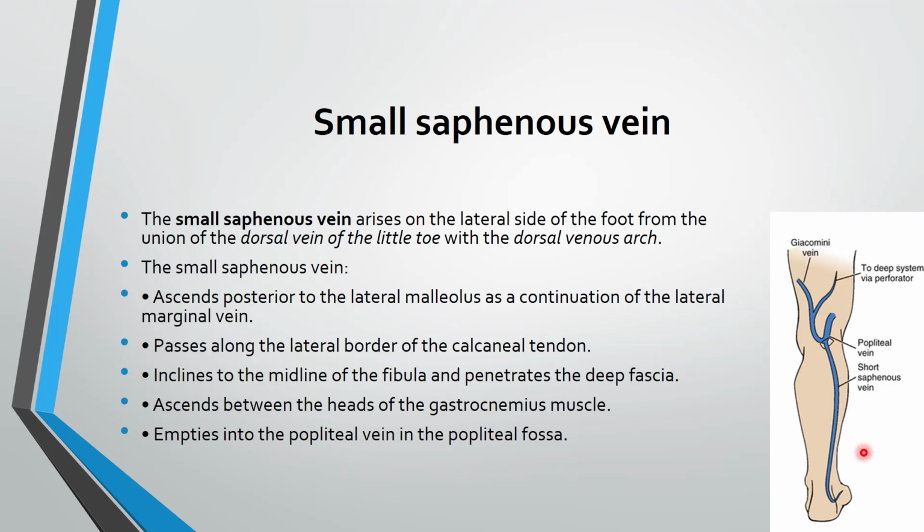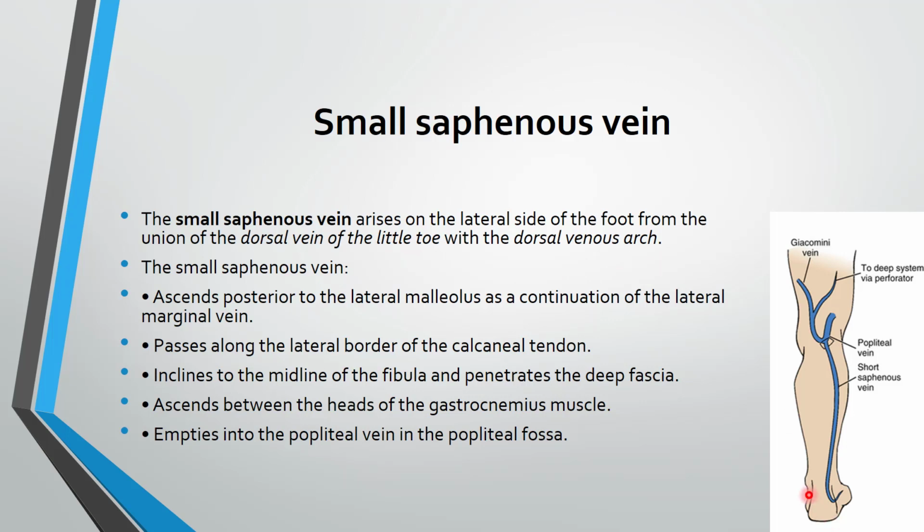Now we will discuss the small saphenous vein. The small saphenous vein arises on the lateral side of the foot. Remember this thing, that it is present on the lateral side of the foot, whereas the great saphenous vein was present on the medial side of the foot. So this small saphenous vein is formed by the union of the dorsal vein of the little toe, because the little toe is present on the lateral side, and it will unite with the dorsal venous arch of the foot.